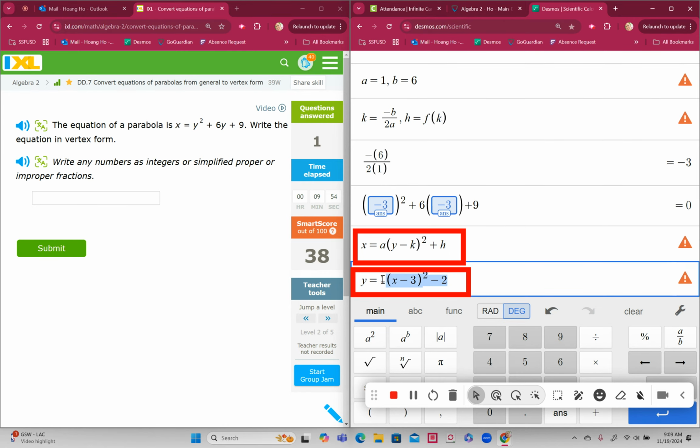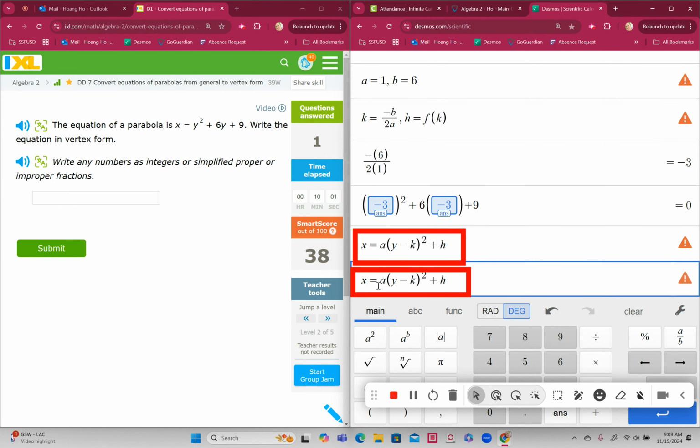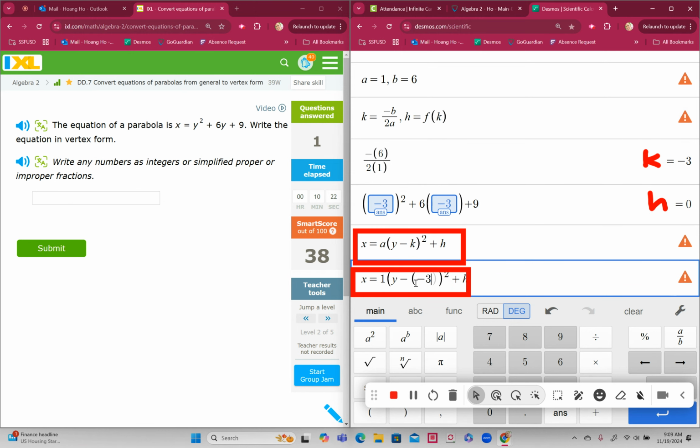So let's go and do that. I go over here, I can get rid of this. I copy this, and I paste it right there. Now you can see over here, take a look, this is a k, and this is an h. So now I substitute in my equation the a value equal 1, so I put number 1, the k, I come out negative 3. So negative 3, make sure you put in parentheses, negative 3. And then the h comes out 0, so if it's 0, I don't have to write it.